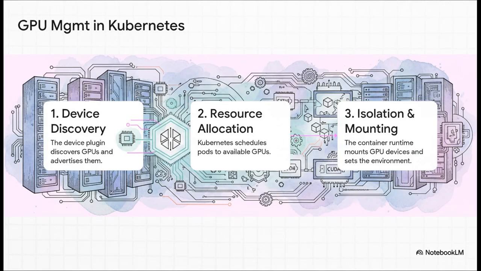So the GPU operator makes this whole process seamless. First, its device plugin automatically finds all the physical GPUs and basically tells Kubernetes, hey, these are ready to go. Then, the Kubernetes scheduler does its thing and assigns workloads, or pods, to those available GPUs. And finally, the container runtime jumps in, mounts the device correctly, and sets up the whole CUDA environment. It's a beautiful, automated workflow.